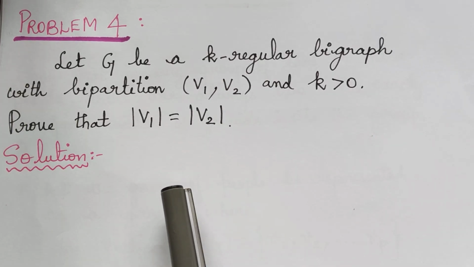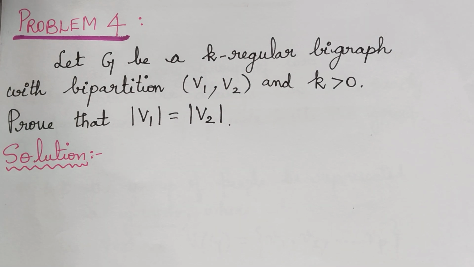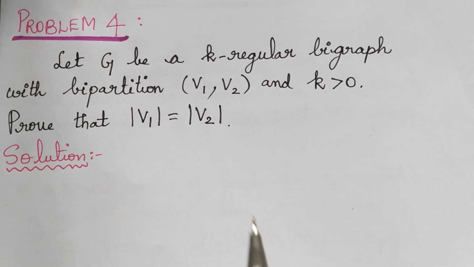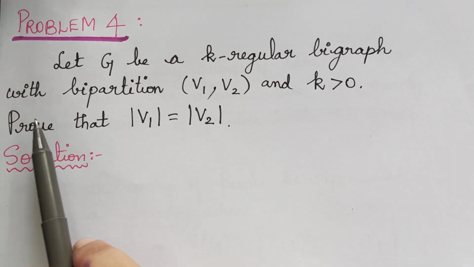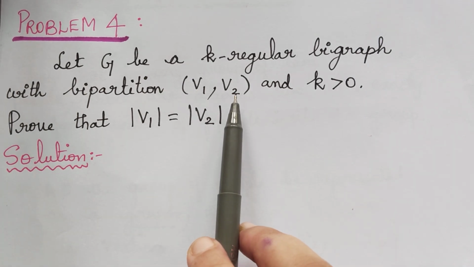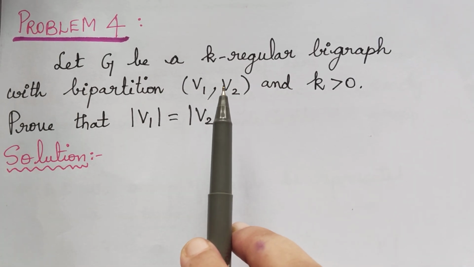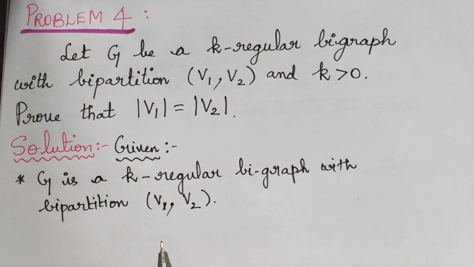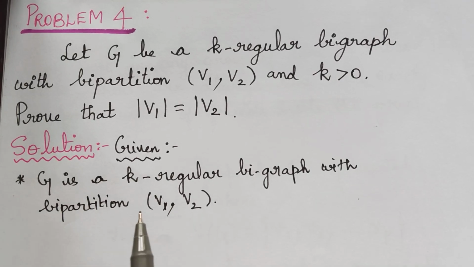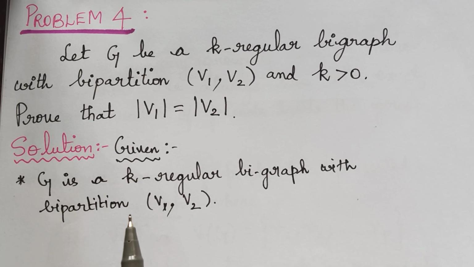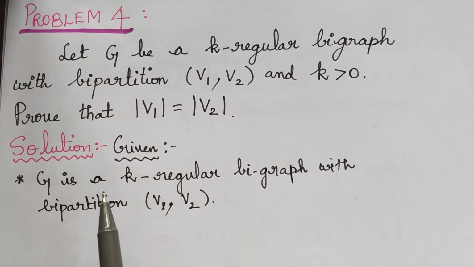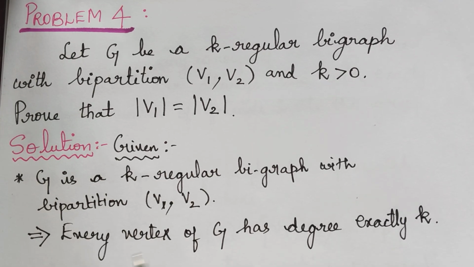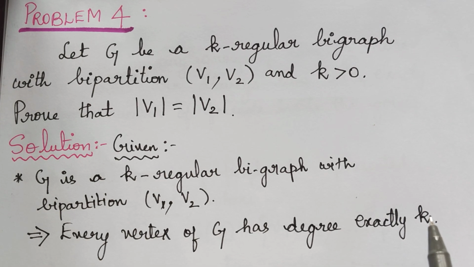So let us prove this now. First we shall write what is given. It is given that G is a k-regular bigraph with bipartition V1, V2. So this implies that every vertex of G has exactly degree k. Because it is a k-regular bigraph, every vertex will have degree k. So we have written that every vertex of G has degree exactly k.